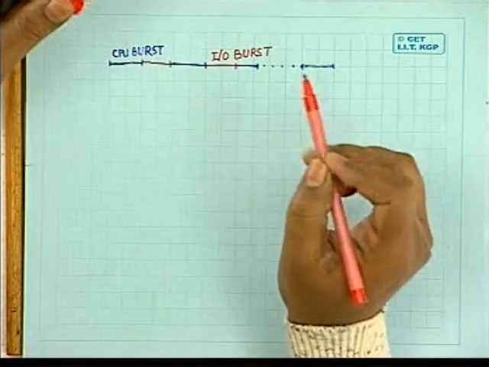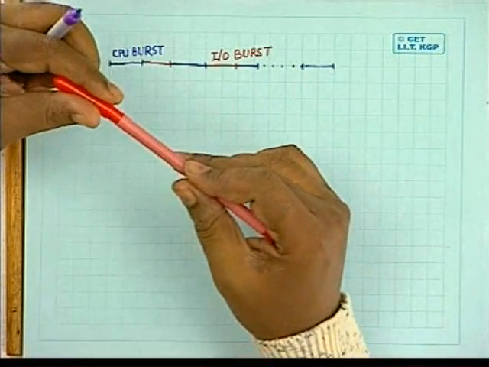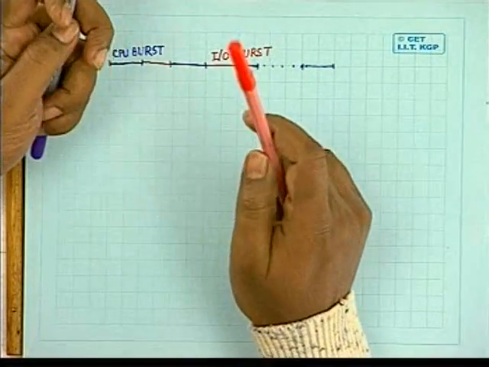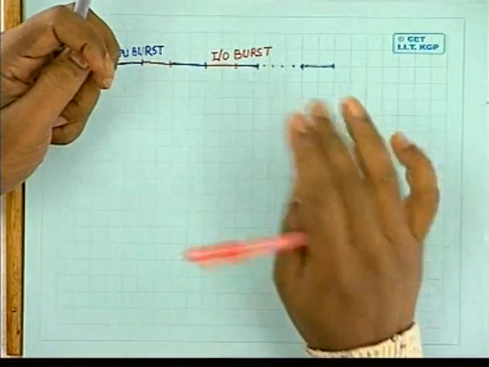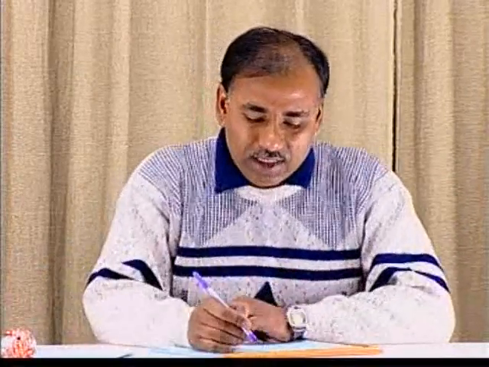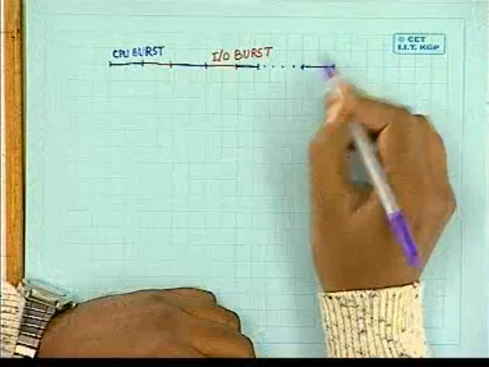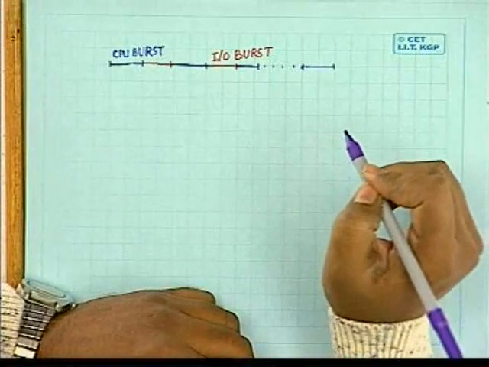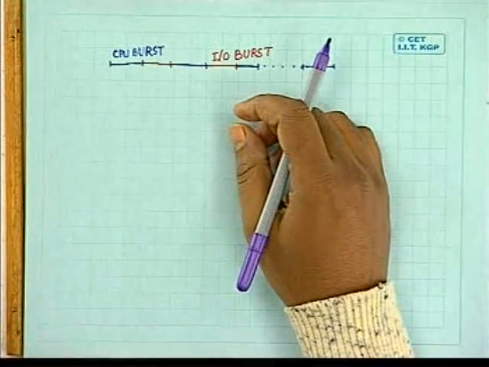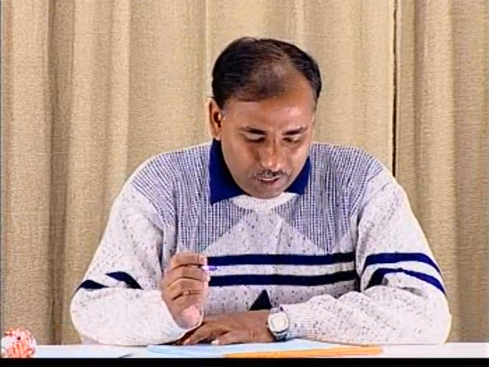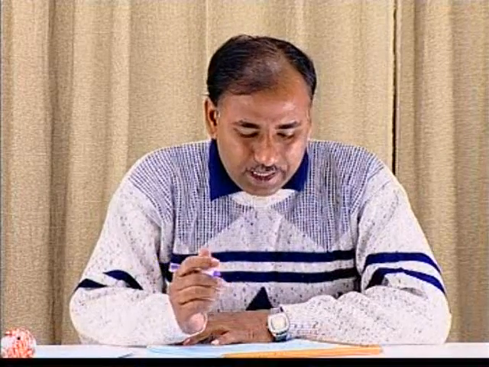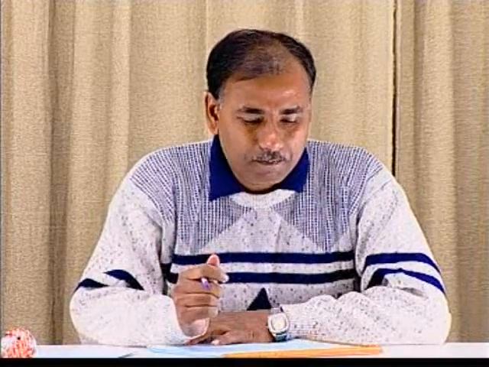So almost all programs consist of a number of alternating CPU and IO bursts. Of course, the first one has to be a CPU burst when the program is initiated, and the last one has to be also a CPU burst when the program is terminated. In between, we have a sequence of CPU and IO bursts. So a process state diagram can be formed like this.